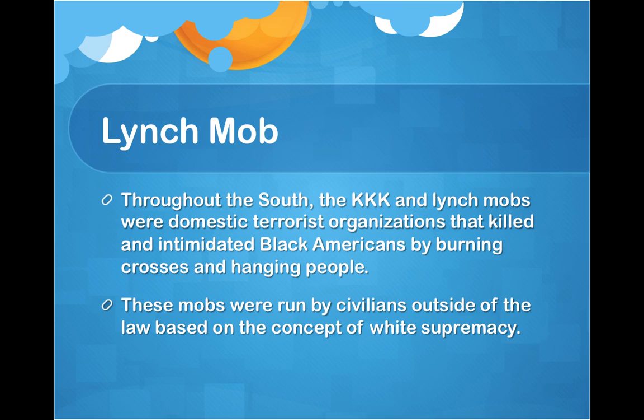Lynch mobs. Throughout the South, the KKK and lynch mobs were domestic terrorist organizations that killed and intimidated black Americans by burning crosses and hanging people. These mobs were run by civilians outside of the law based on the concept of white supremacy. So if you can imagine, as you've seen in pop culture, groups of people with torches and pitchforks, right, that kind of gives you the idea of what a lynch mob might look like.